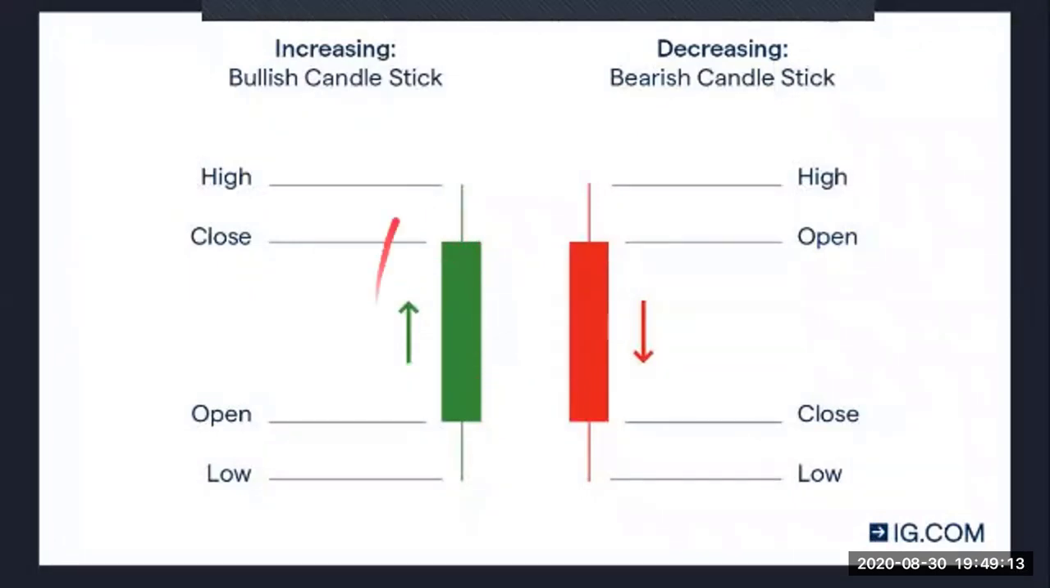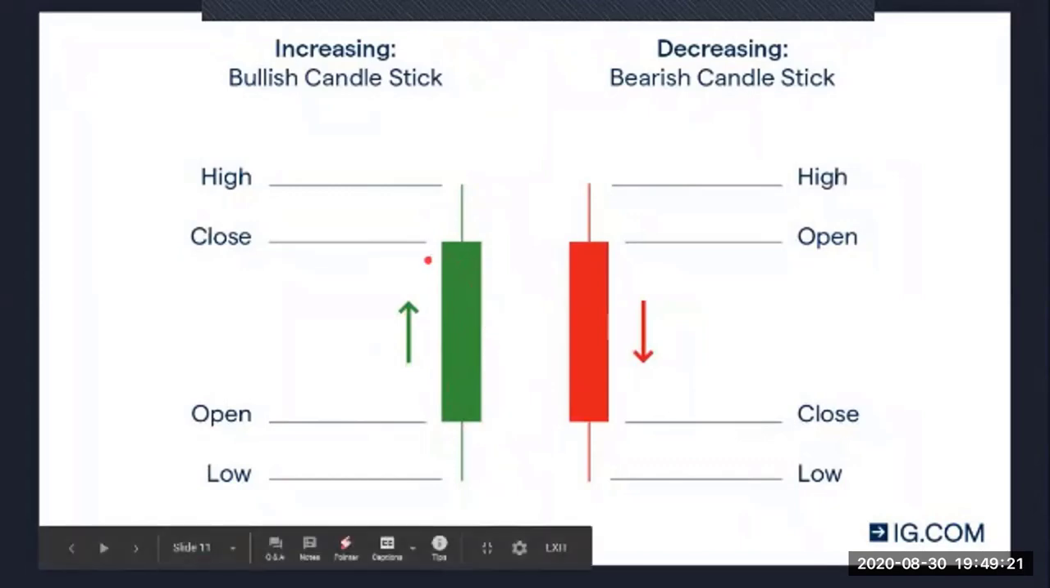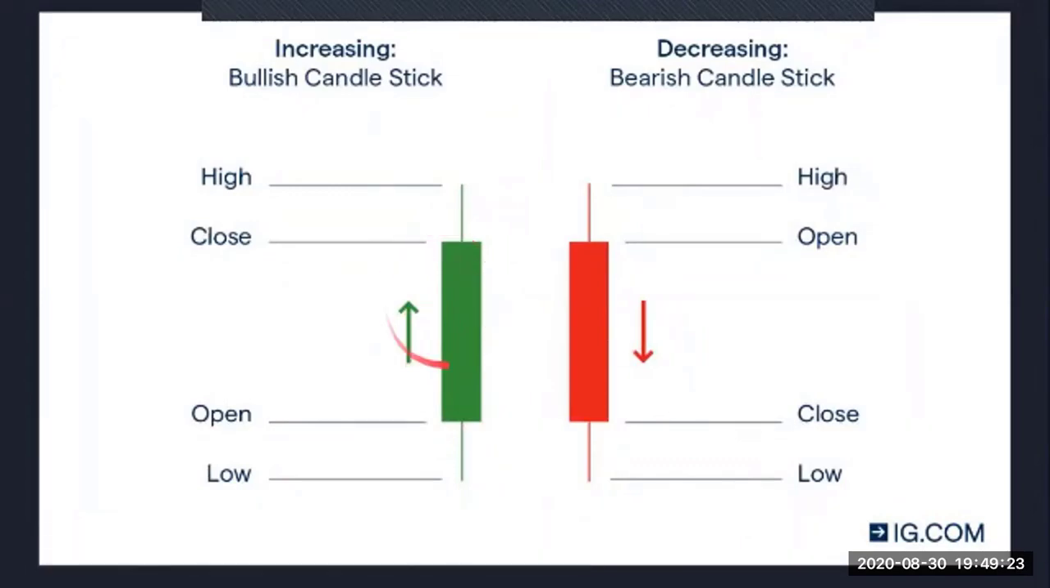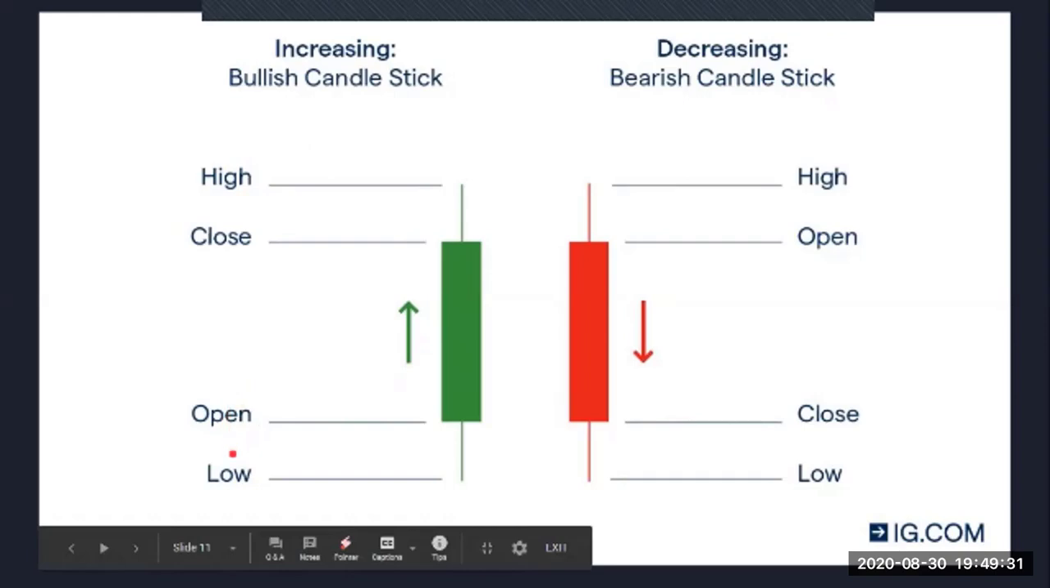So that's it for the bullish candle. So basically, as I said, it's always in a time frame. It could be 1 minute, it could even be 1 second. 1 second, 1 minute, 5 minutes, but there's always a time frame attached. There's an open, there's a low, there's a high, and there's a close.